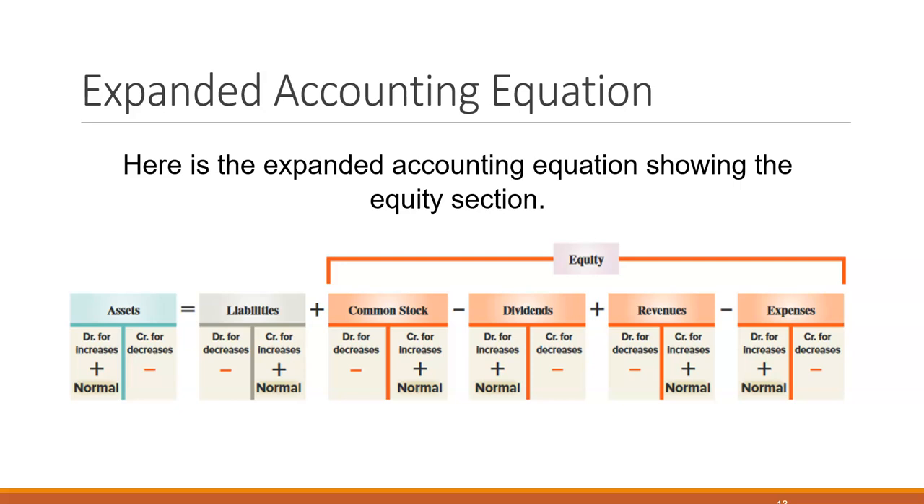So for assets, the credit side decreases assets and the debit side increases them. So the debit side is the normal side. Then equity, common stock, we have credit for increases for common stock and revenues, and debit for increases for dividends and expenses. And liabilities, we increase on the credit side. That's the normal balance of the account.